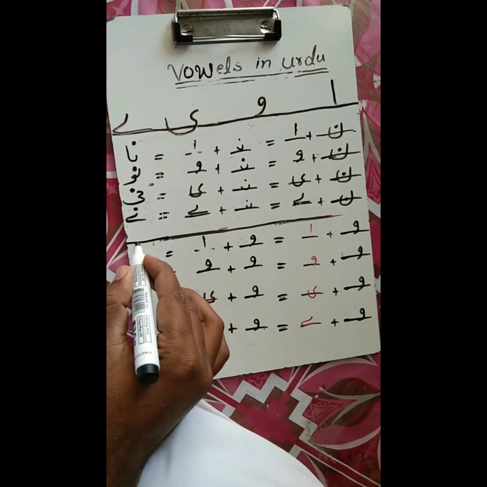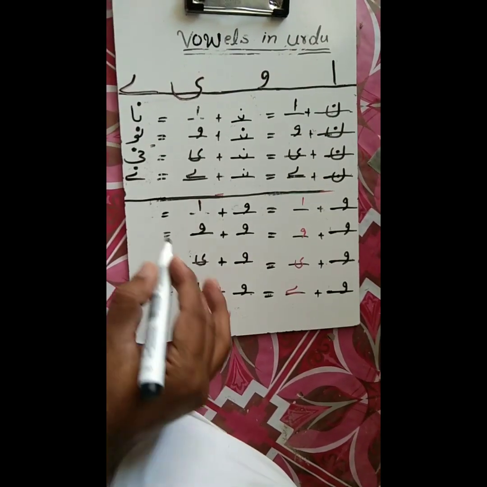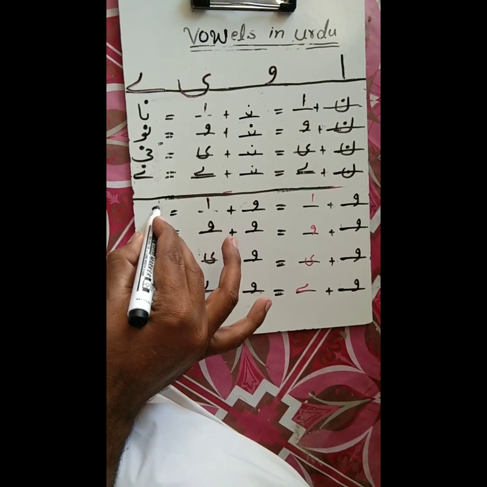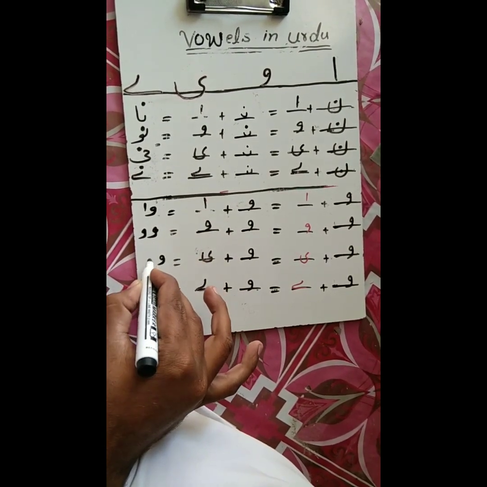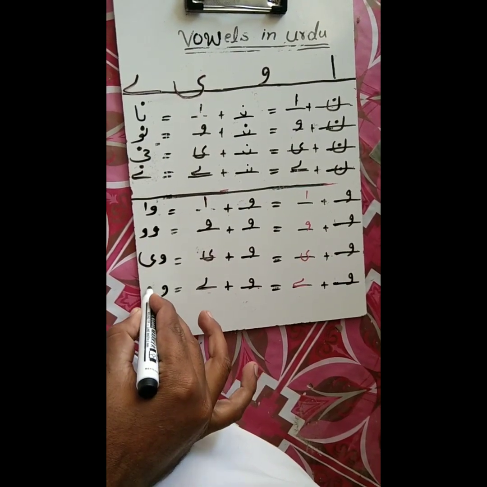Next word is wa. Wa doesn't have a half shape; the full and half shape are the same. When combined with alif, we get wa alif, wa. Wa wa, wo. Wa choti a, vi. Wa badi a, ve.